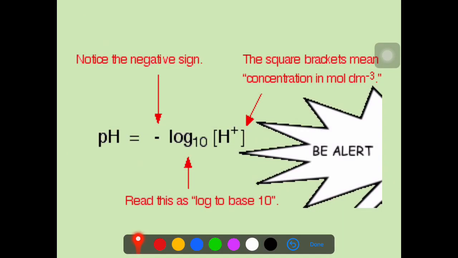Word of caution for you all out here, there's a negative sign involved in the pH formula. The logarithm involved is to the base 10 and is not the natural log, and the H plus concentration is in moles per decimeter cube and not in any other unit like gram equivalents per decimeter cube or gram per decimeter cube.